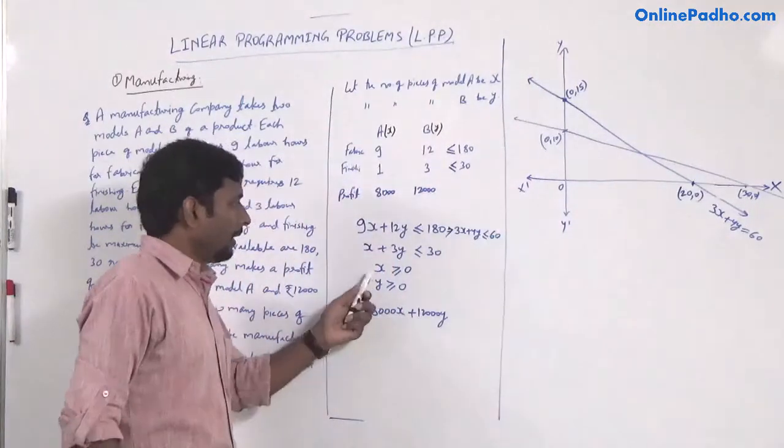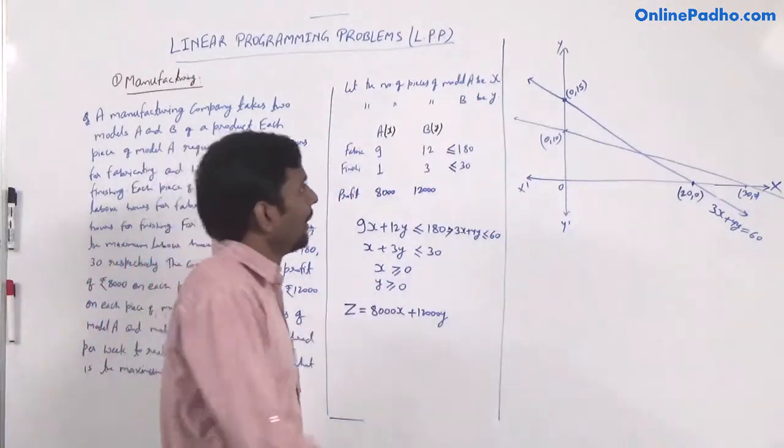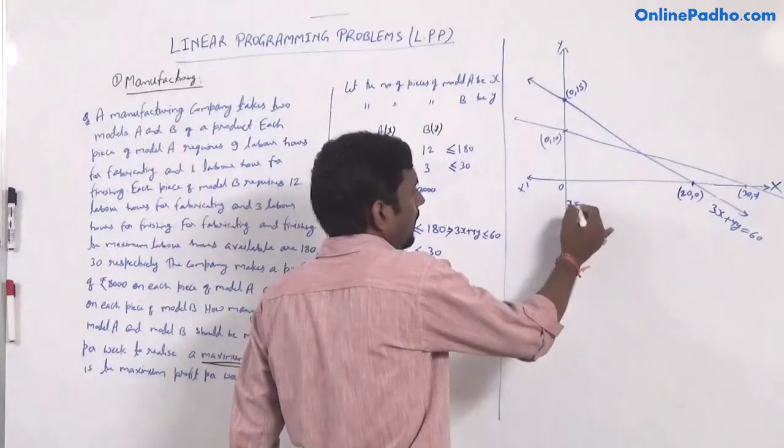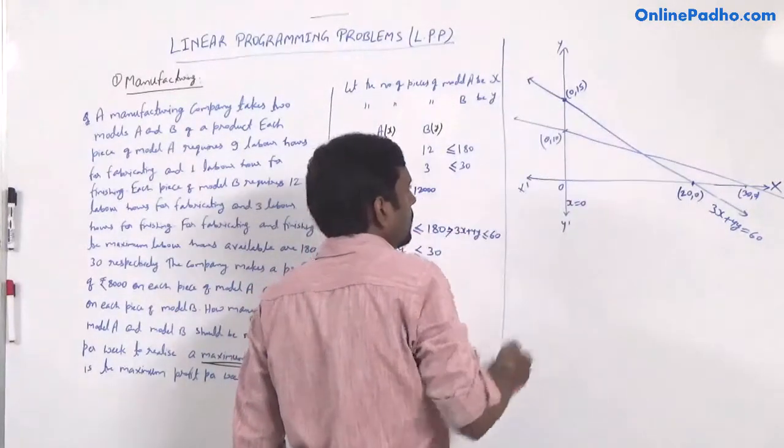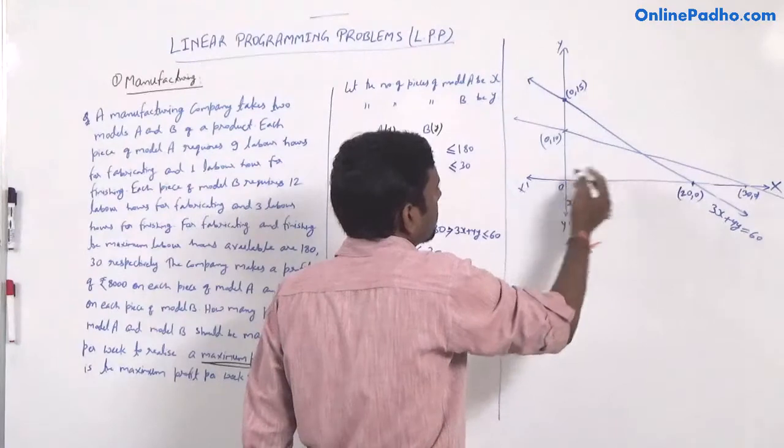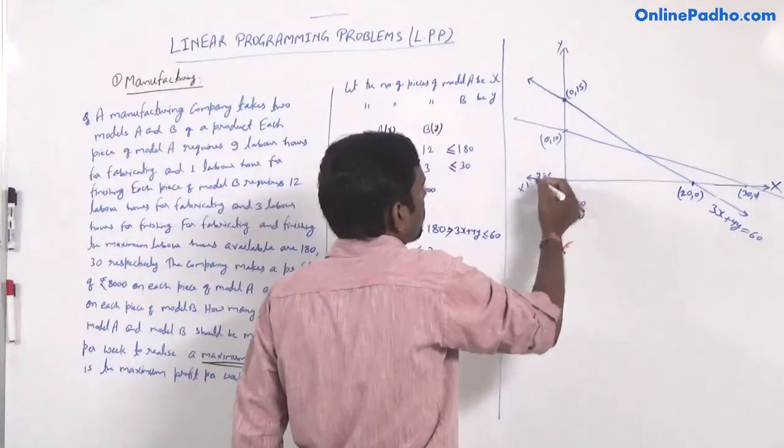And the third inequality, x is greater than or equal to 0. What do you mean by x equal to 0? This is a straight line. The y-axis is called x equal to 0 and the x-axis is called y equal to 0, right?